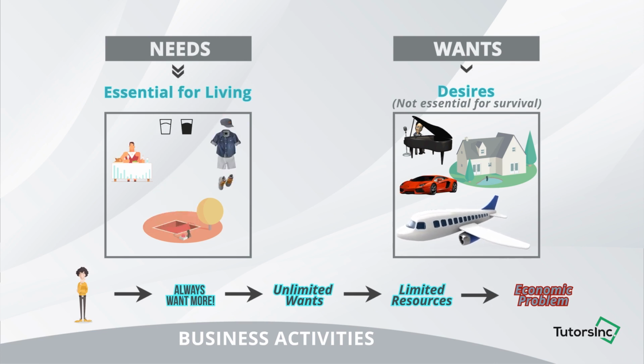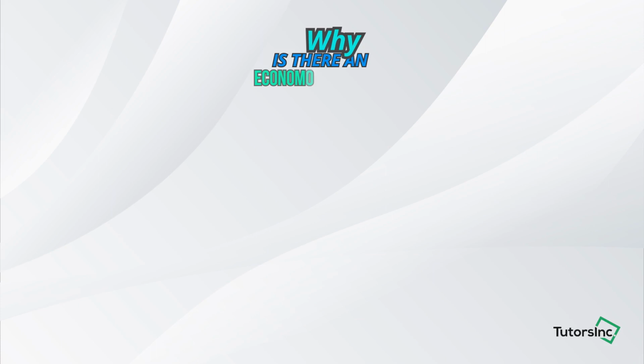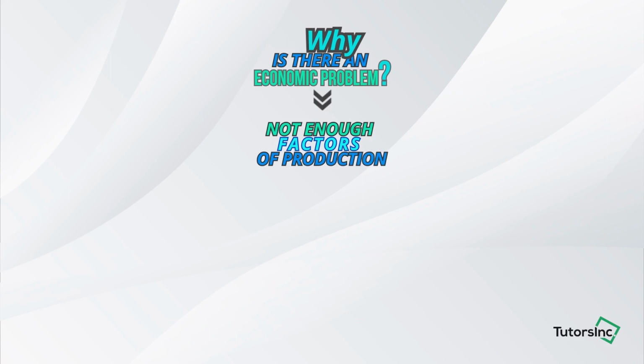Now the question remains, why is there an economic problem? The reason for it is that there aren't enough factors of production available for us to make all the goods and services we need and we want. There are 4 factors of production. Let's take a look at them.